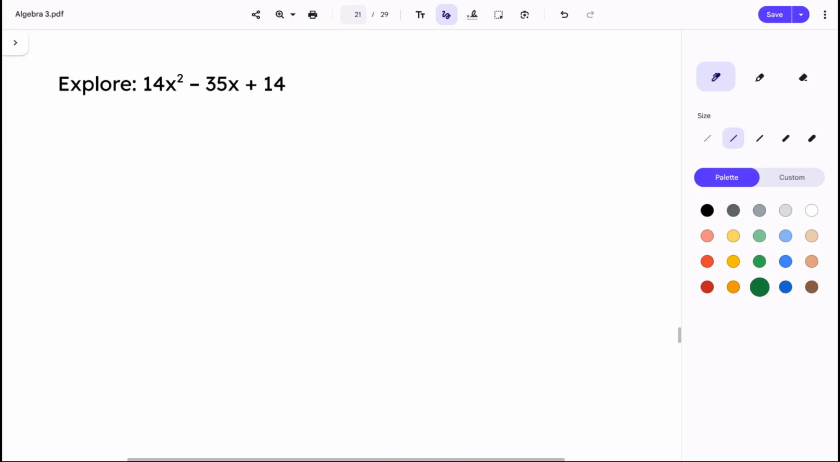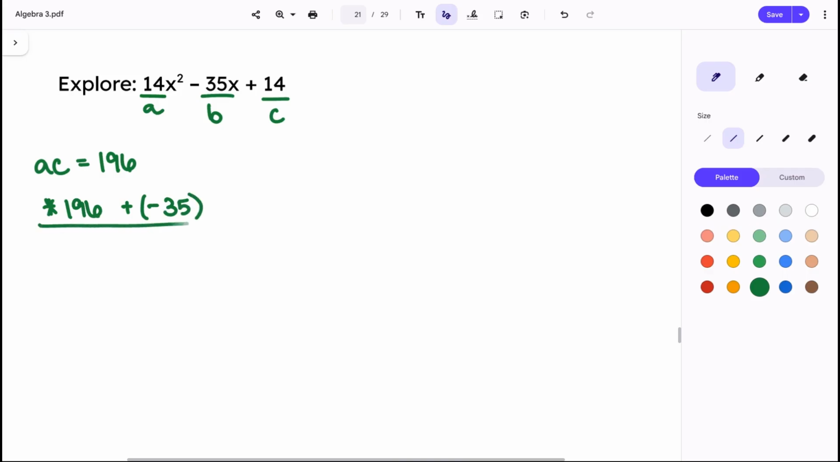Okay, I'm going to start working through this. So my A is 14, my B term is -35, and my C term is 14. So I'm going to take A times C. That's going to be 196. So I want to find two numbers that will multiply to 196 and will add to -35.